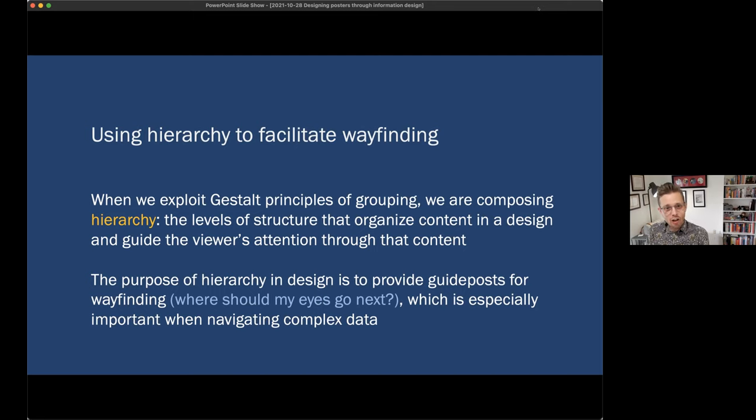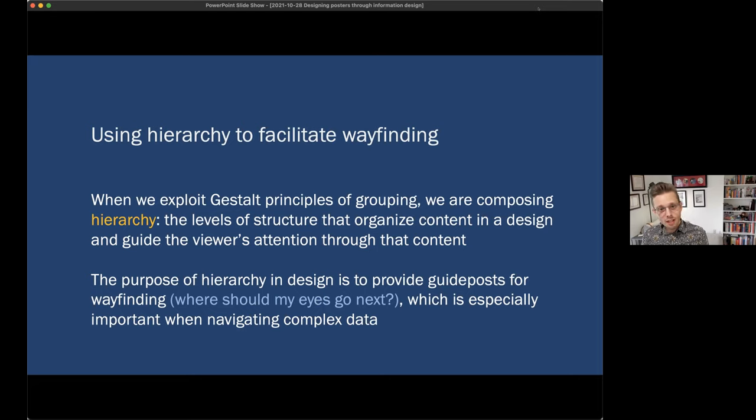And it's that hierarchy that's telling our reader's eyes where to go next. So that question is something we should always be asking ourselves when we design a poster, for example. This question of where should my eyes go next? Because oftentimes the answer to that question is very obvious to us as the designers, but it may not be immediately obvious to the people reading our poster or our visualization.